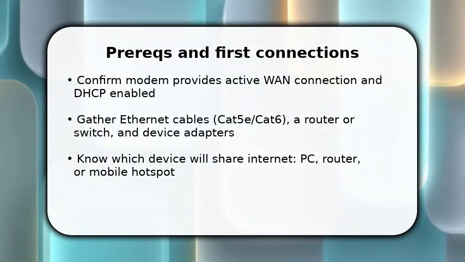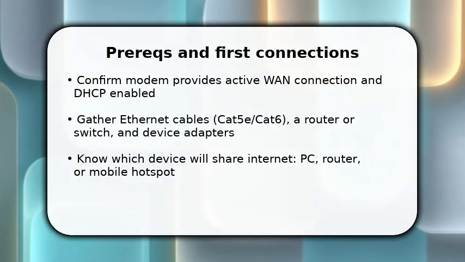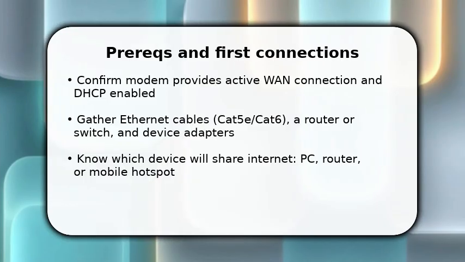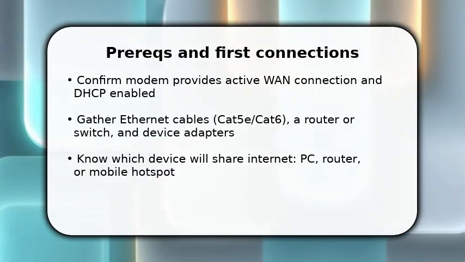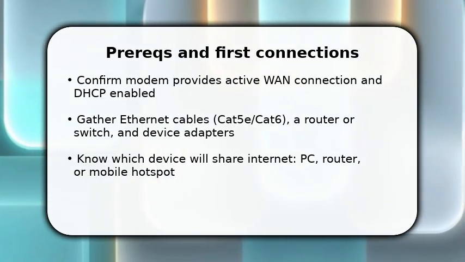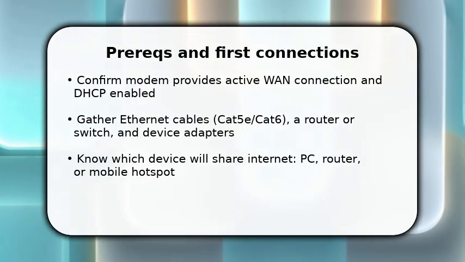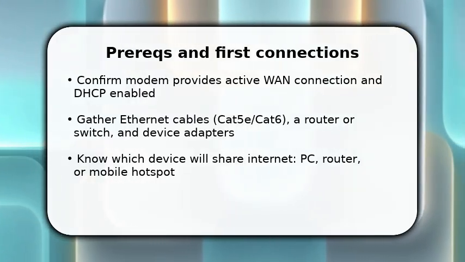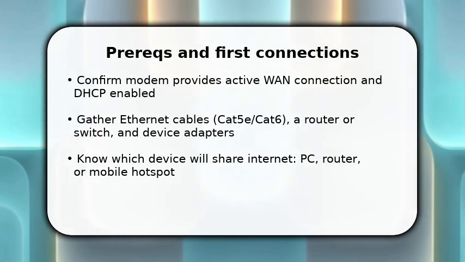Once done, connect one end of a Cat5e/6 cable to the modem or host device and the other to the router WAN or PC LAN. Make sure LEDs indicate a physical link. If not, try another cable or port to eliminate hardware faults before proceeding.